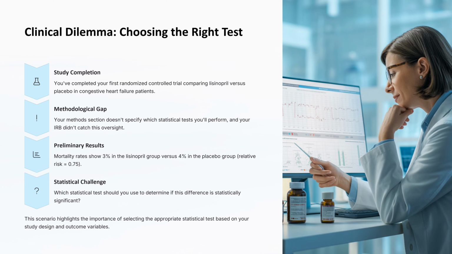Is that a good thing? It's a relative risk of 0.75. Is your lisinopril helping? Is it not helping at all? Should we keep the patients on it? So really, what we're trying to figure out here in this lecture is what statistical tests should you use to determine if the difference is statistically significant and not just due to chance.